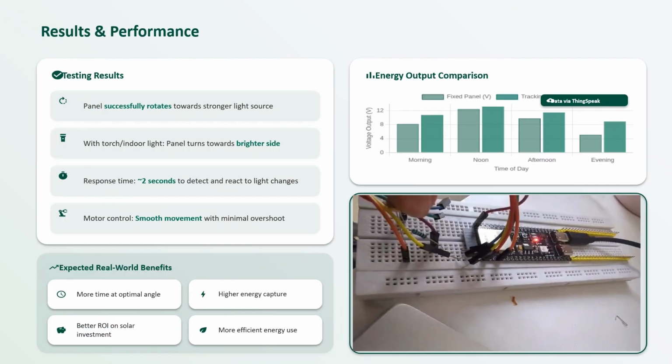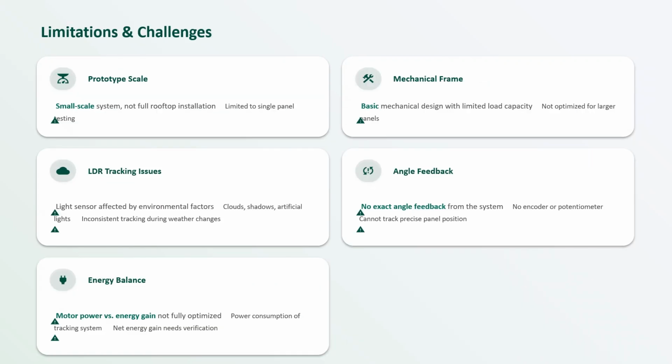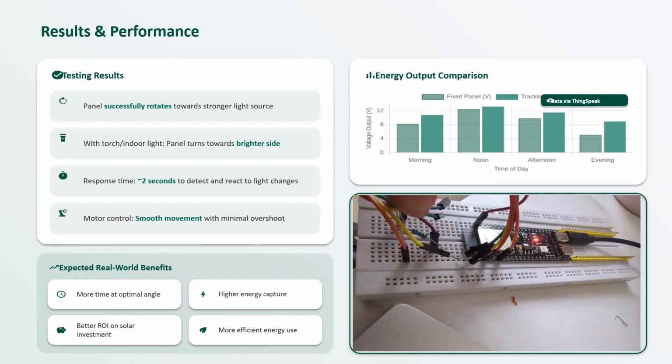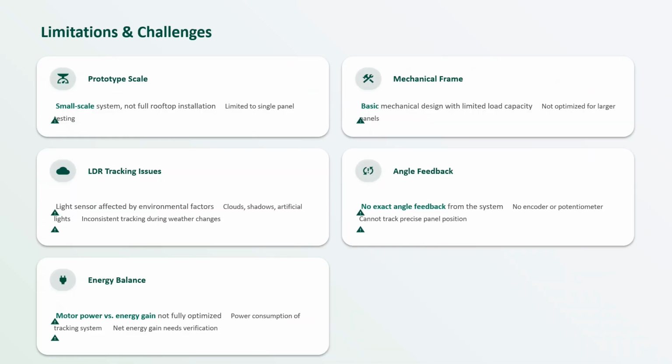Now, if we talk about the results in our observation, these are the following. During our testing, we moved a light source to the left and the right side of the panel. The system automatically rotated the panel towards the brighter side. This shows that our tracking logic is working correctly. This experiment shows us that in a real outdoor environment, the same principle would allow the panel to follow the sun over the day, which would result in more energy production compared to a panel which is fixed in one position.